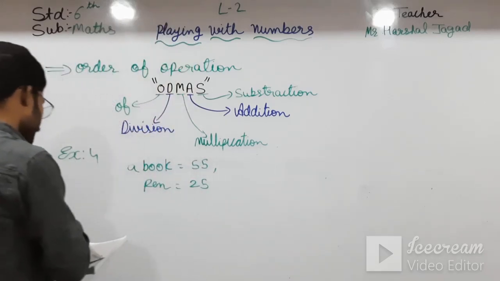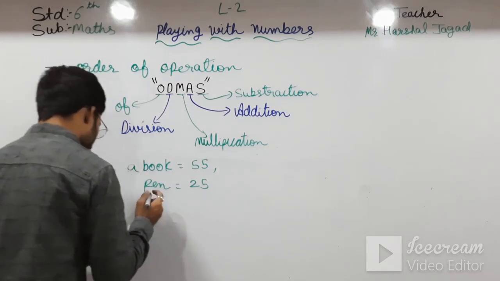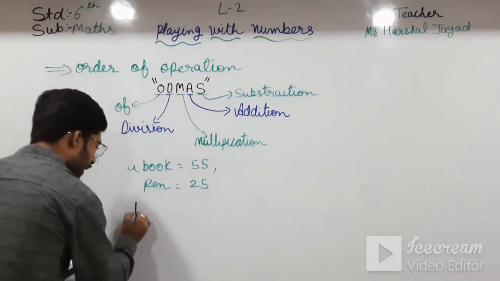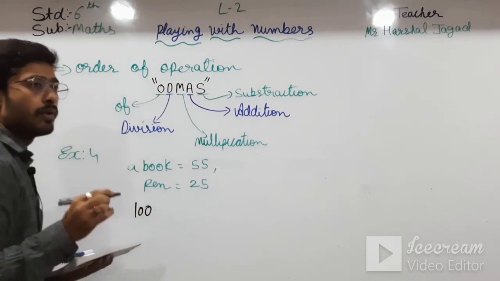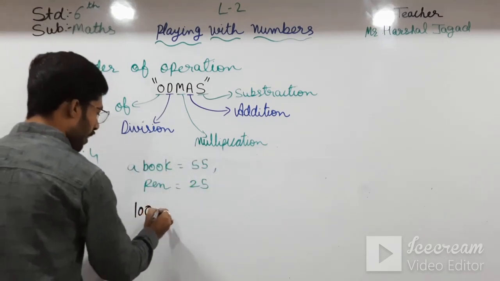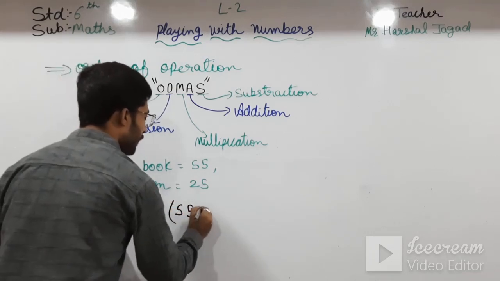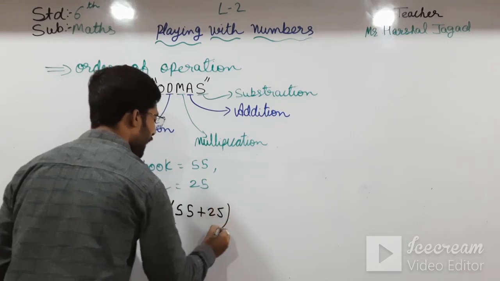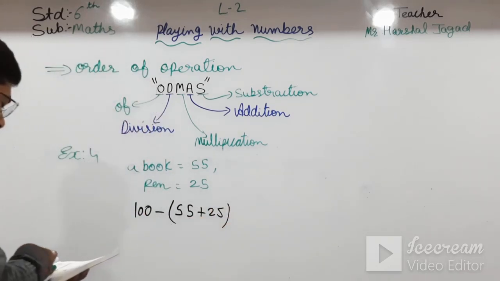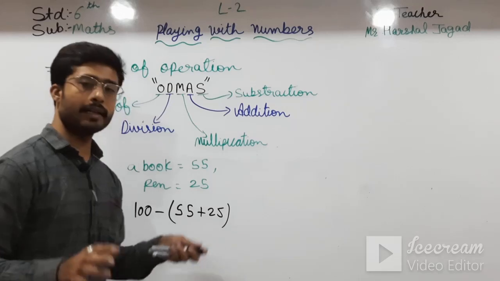Okay students, so what we have to do? The 100, what we have to do? We have to take out how much rupees it will get back. So 100 minus, in the bracket, 55 plus 25. Okay students, so first of all what we have to do? We have to simplify the bracket. First of all we have to simplify the bracket.